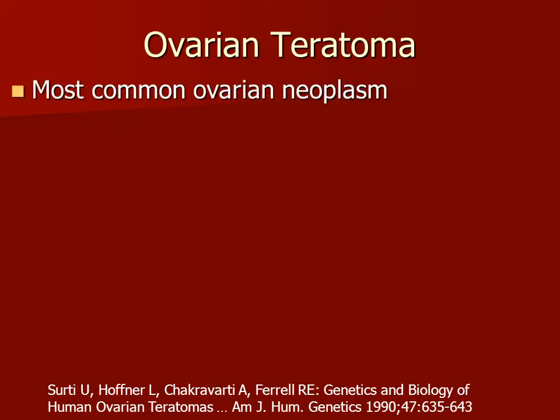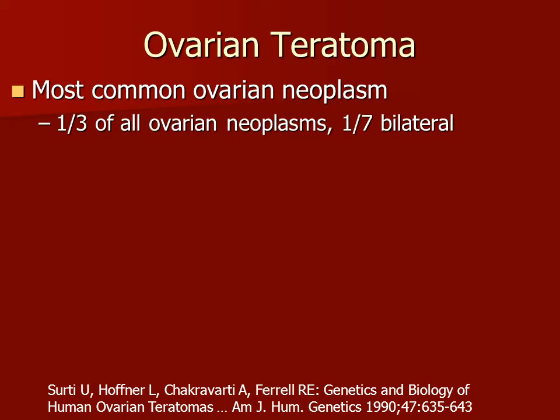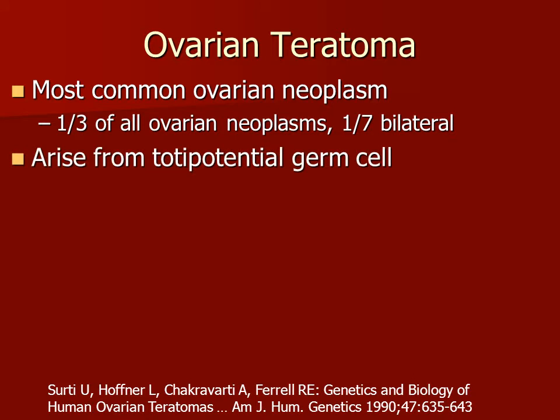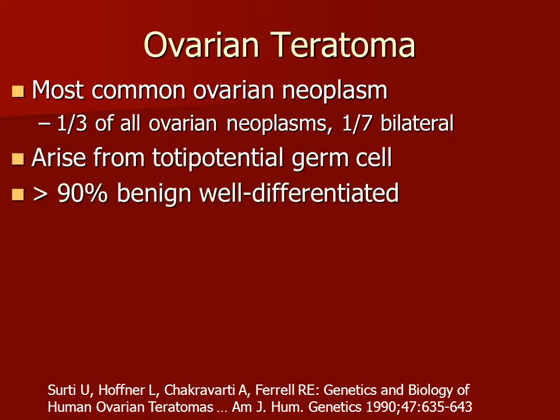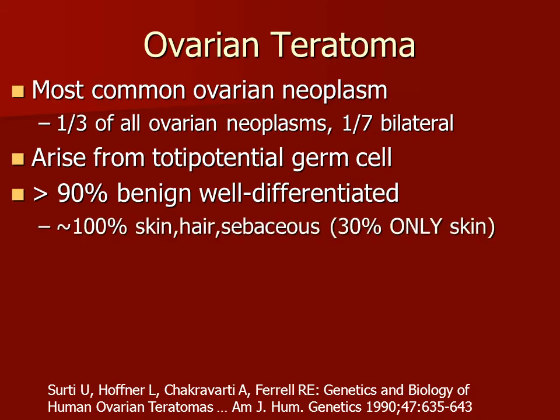Ovarian teratomas are the most common ovarian neoplasm. They represent about 1/3 overall, and 1 out of 7 patients will have bilateral ovarian teratomas. But they are thought to arise from totipotential germ cells. The vast majority are benign and well differentiated.